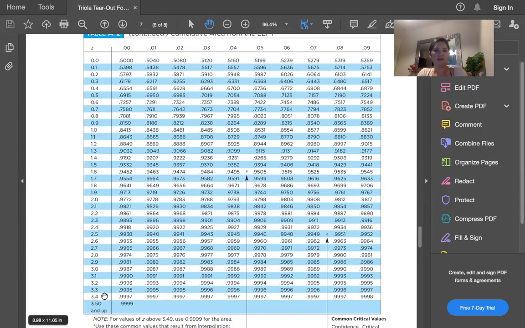So that's the area to the left of 3.4 standard deviations above the mean. Then we've got 3.41, 3.42, 3.43, all the way up to 3.49. Turns out the area to the left of 3.49 is 0.9998. That's how much area is to the left. And remember, there's a total area of 1 under that curve. So any z-score above 3.49 has a probability that is less than 0.0002. That's pretty small. But all of these areas are between 50% and 1.